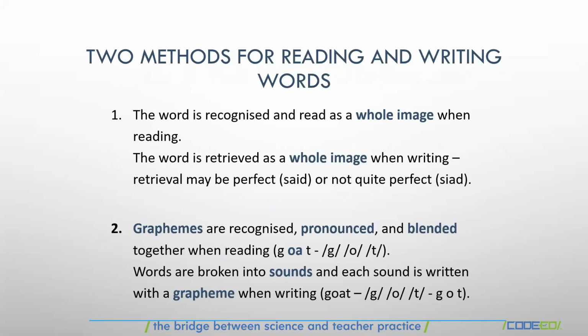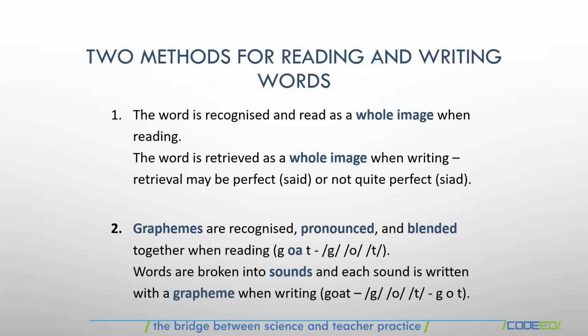So when we're reading and writing words, we've got two strategies based on whether we've seen the word before and whether we can store the images of words readily. So if we're reading a word, we can read it as a whole image because we've seen it lots of times before and we just recognize it.